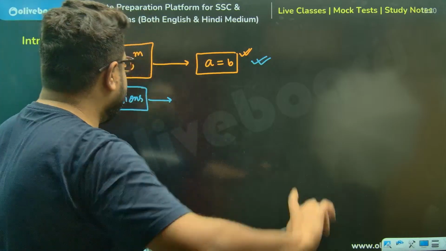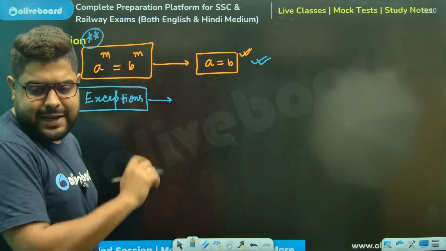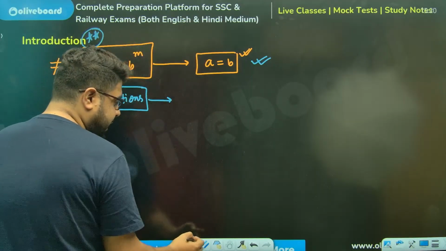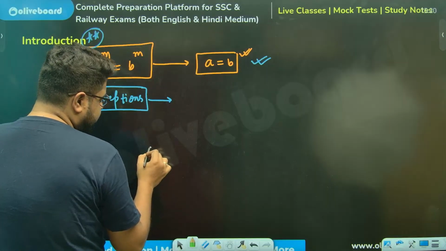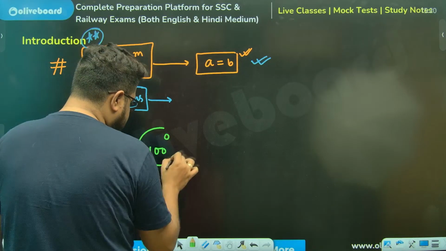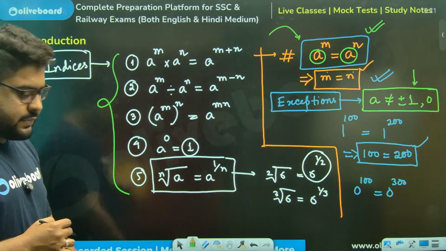Achha, 0 is what everybody is saying. And everybody is correct. Why? You see, take an example. Sir, if I take, say, 100 to the power 0. This is anything to the power 0. We have just learned that anything to the power 0 is 1.